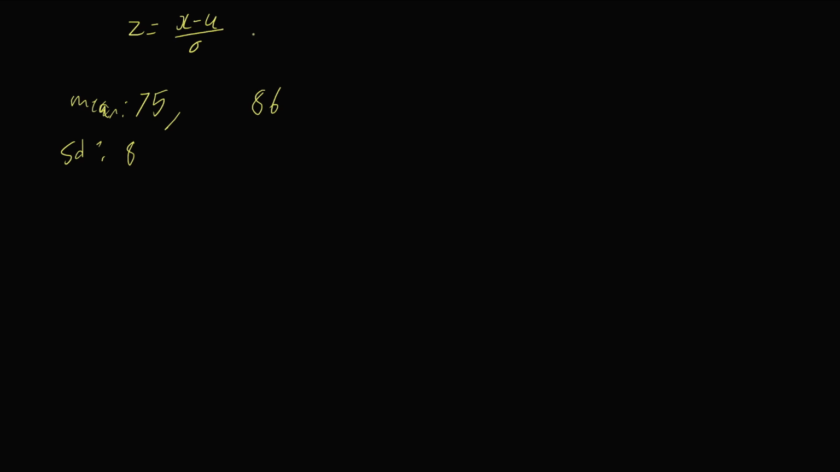Well, then you have to use the z-score. You don't have to. You could also just use normalcdf, but this is how you would do it using z-score. Z-score tells you how many standard deviations you are away from the mean. So z equals x, which is 86, minus 75, over the standard deviation, which is 8. That would be 11 over 8, right? That is your z-score.